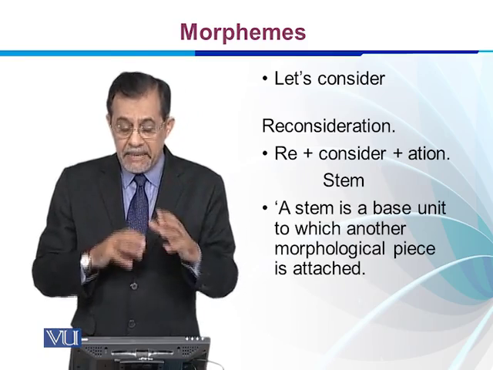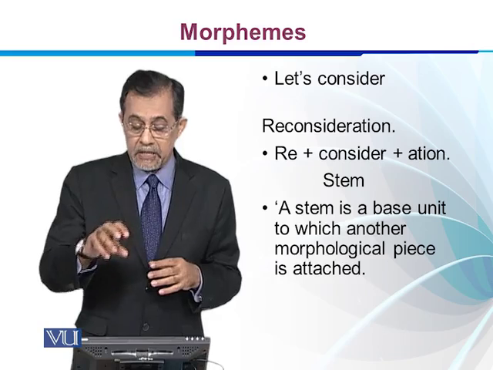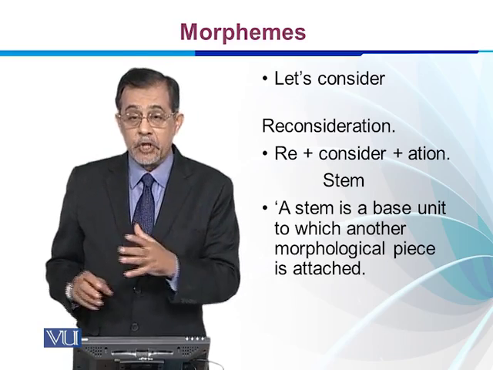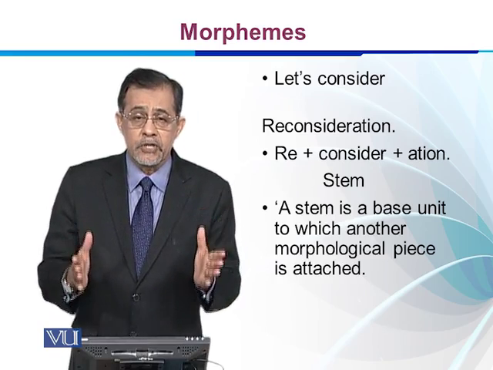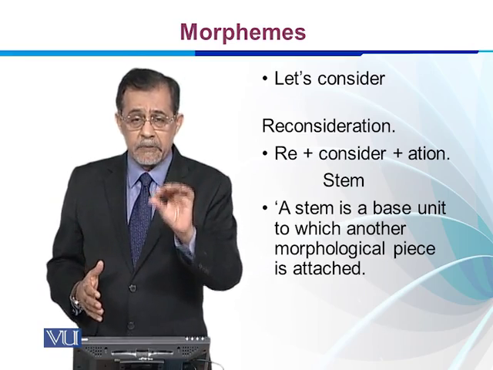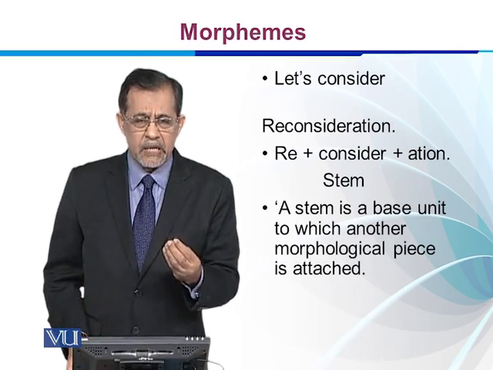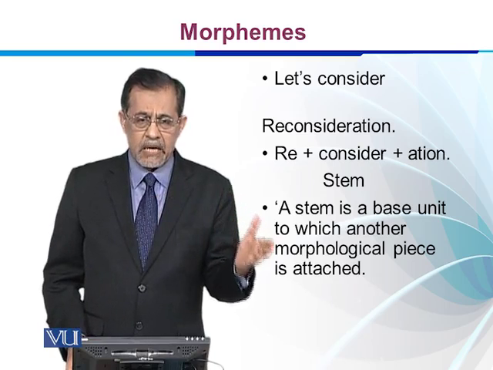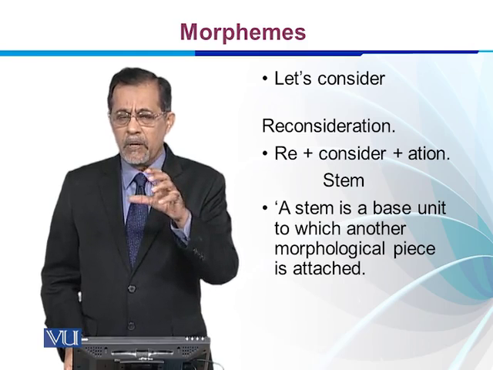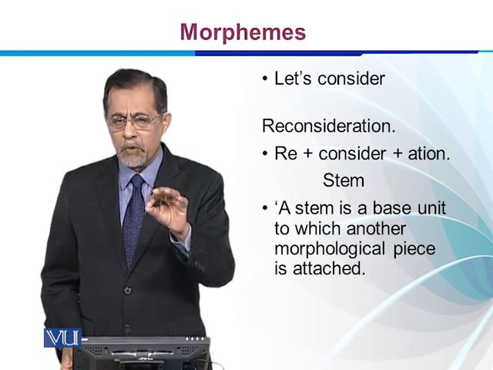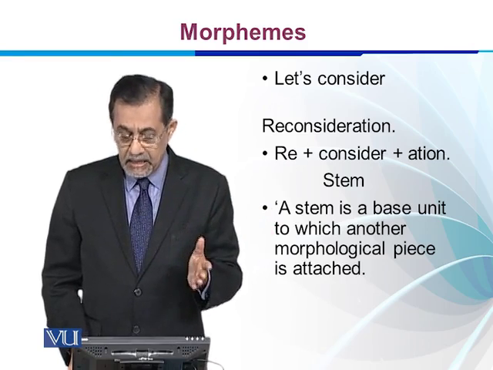A stem is a base unit to which another morphological piece is attached. So in this word, re and ation are attached to consider. So consider becomes a stem, right? Stem is the basic word, and to it, other words are attached. Simply, a stem is a basic word to which other words are attached, as we can see re and ation.